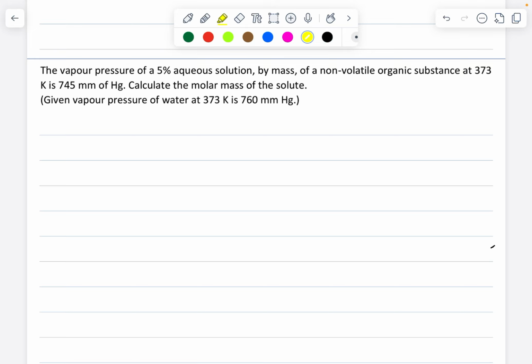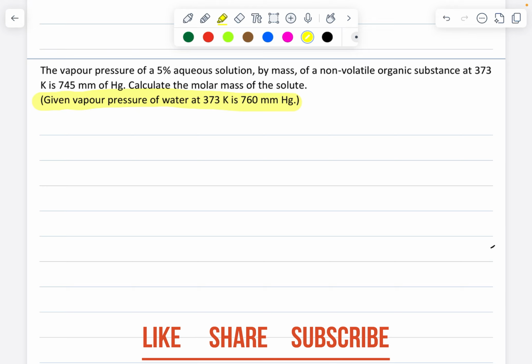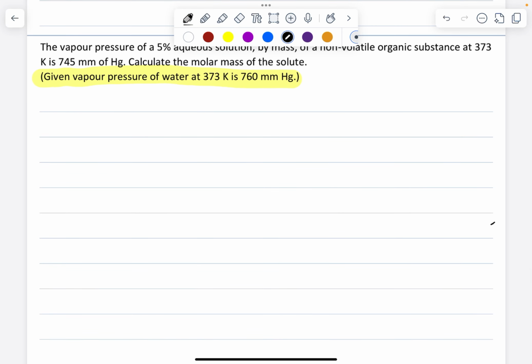The question is a bit tricky but not very tough. They have given the vapor pressure of water, which is the solvent. This question is about relative lowering of the vapor pressure. I'll write the formula. See, P naught A minus PA is the lowering of the vapor pressure. When I divide by P naught A, it is the relative lowering of the vapor pressure, which is equal to WB MA by MB and WA. So we know the meaning of this.